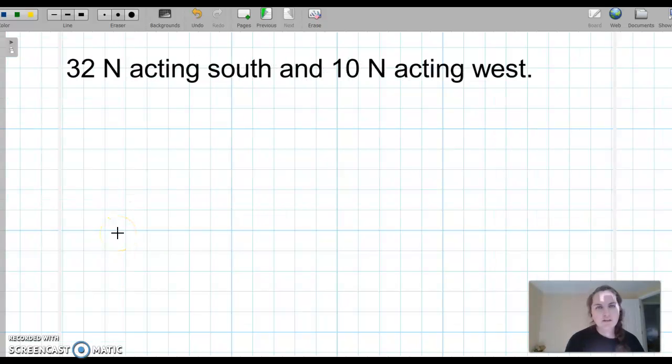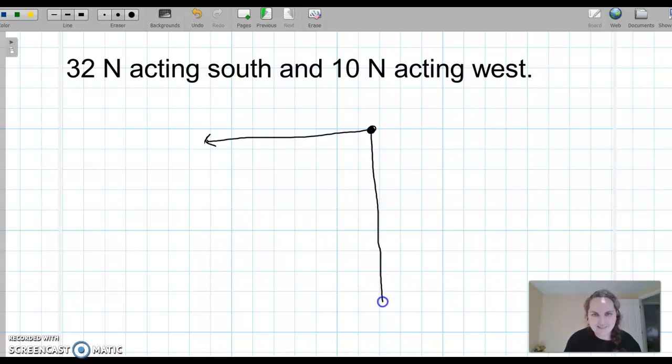All right, so we are given a second object here, and we know there are 32 newtons acting south on the object and 10 newtons acting west on the object. So let's go ahead and draw out our object. So we start with that little dot, and we draw in those force vectors. So 32 newtons acting south. Let's go ahead and draw that in.